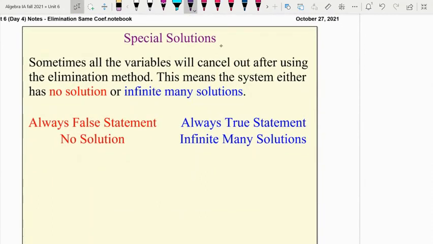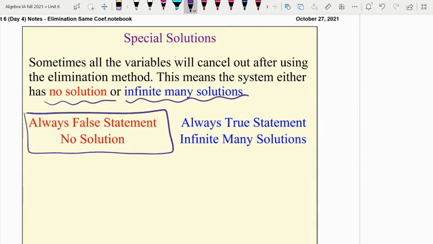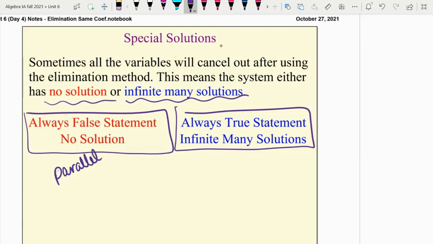All right, you can get no solution or infinitely many. So if it's always false, it's a no solution. Always true, infinitely many, or infinite many solutions. No solution means I have parallel lines. Infinite many means I have the same line twice.